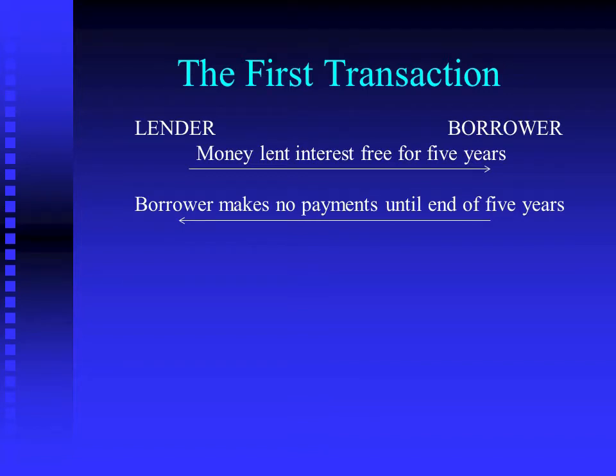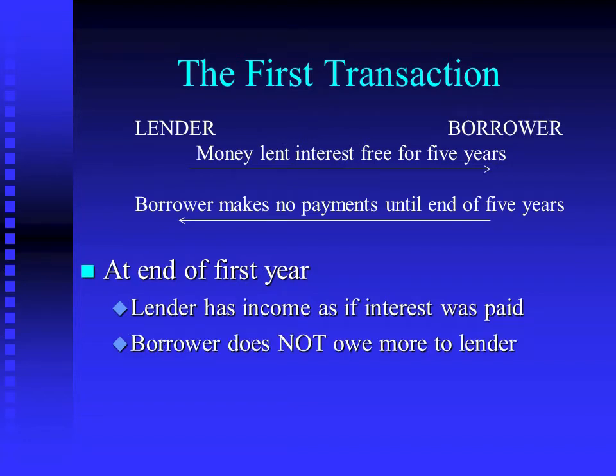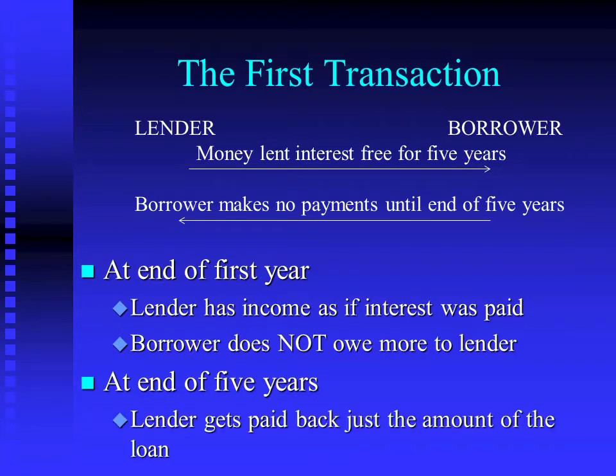All right, so let's first of all review the first transaction. The lender is making an interest-free loan for 5 years. The borrower makes no payments till the end of 5 years, and they're only expected to give back the original principal. All right, so at the end of the first tax year, the lender has income as if interest was actually paid. The borrower does not owe more to the lender, so we've got to do something here.